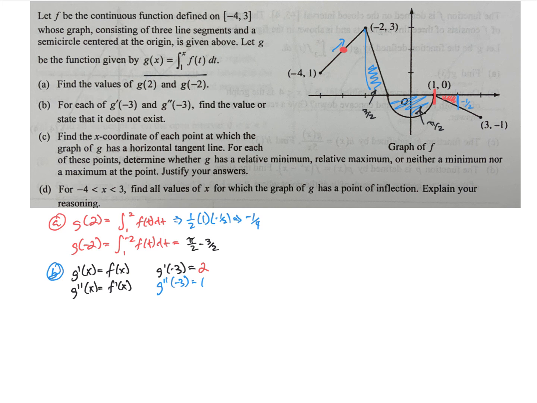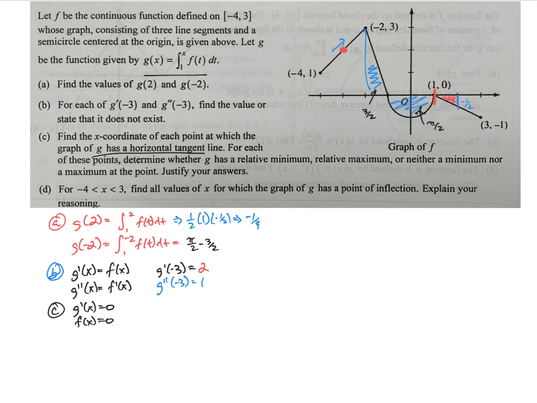Becca's going to read for us. Find the x-coordinate of each point at which the graph of G has a horizontal tangent. All right, let's stop there. What does it mean for G to have a horizontal tangent? Not f prime in this case, but what? Oh, just F. No. F is equal to 0. Yeah. G prime is equal to 0, which really we're talking about what? F would be equal to 0.